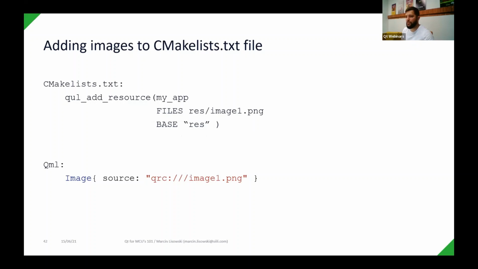Let's focus on some examples of those and how the base and the prefix work. So here you have the example of using QL add resource with target my app, and you are adding the file which is located in the res subdirectory, and the file is named image1.png, and we are providing an optional argument base which is res. By doing this, we are getting rid of this res directory while referencing that on the QML side. And below you can see that we can then just reference the image without that subdirectory, which is provided in base.